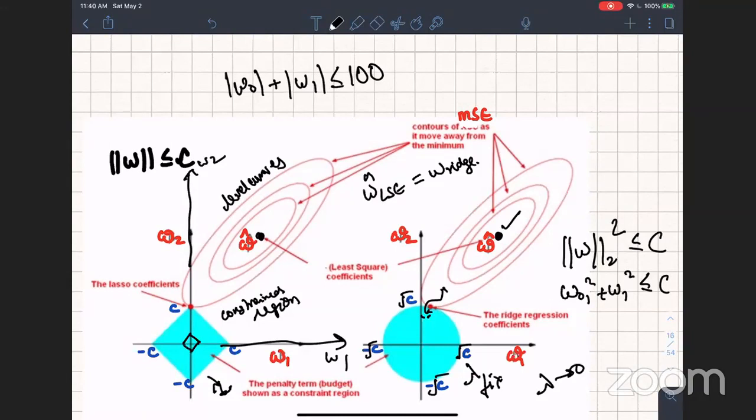How will you choose a good value of lambda? Ram Mohan? Or Yash, who was asking? Yes, sir, I was asking. How will you choose a good value of lambda?